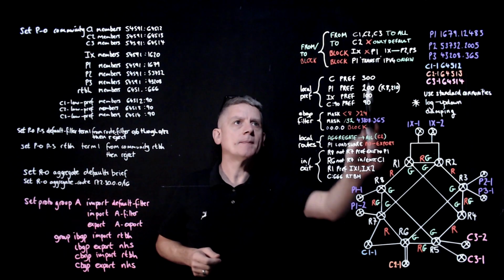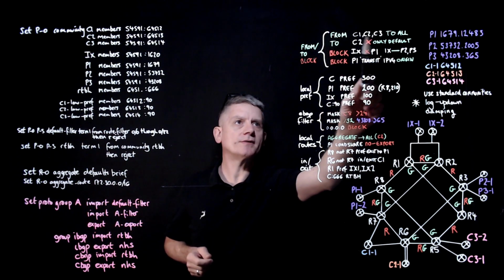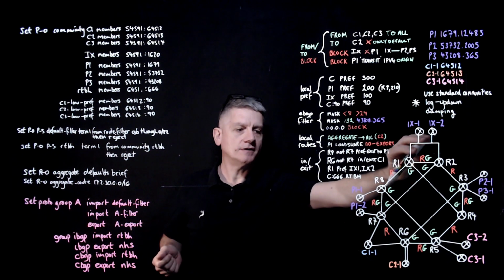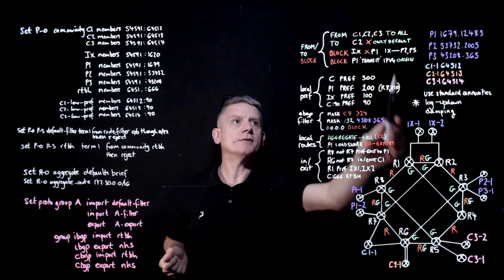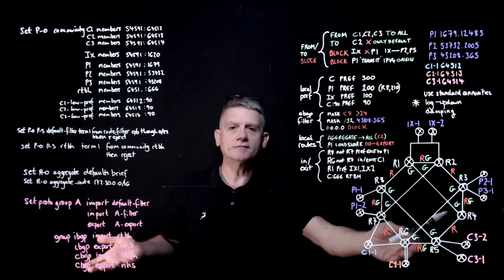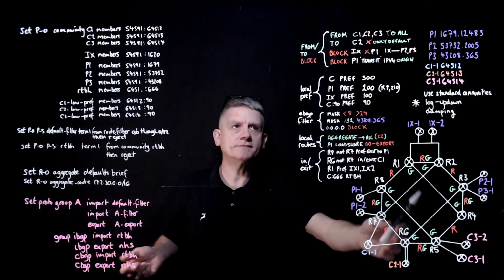So firstly, from customer 1, 2 and 3, the routes can go everywhere. However, the route to customer 2, it needs to be just a default. Clearly customer 2 doesn't require complex routes, default's fine.